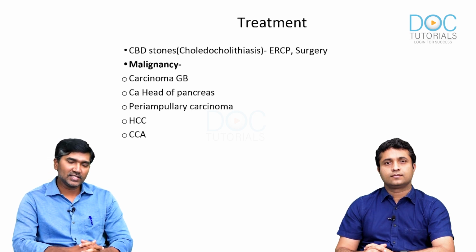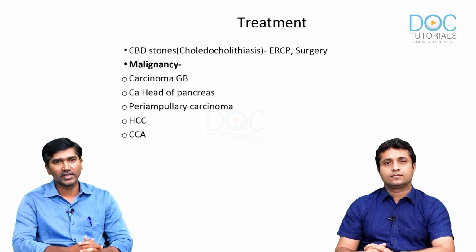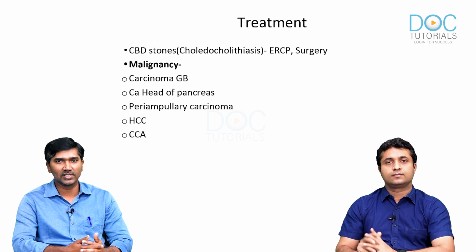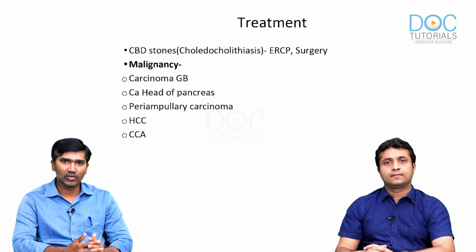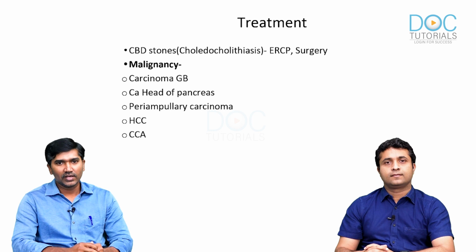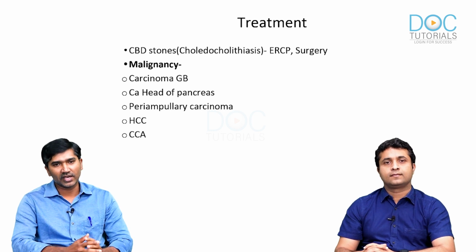And coming to malignancy, if the patient is suffering from carcinoma gallbladder, then the patient has to undergo extended cholecystectomy. What does extended cholecystectomy mean? It means removal of the entire gallbladder, along with a wedge of liver, along with the lymph node dissection in the hepatoduodenal ligament. If the patient has carcinoma head of pancreas, then the patient has to undergo pancreaticoduodenectomy or Whipple's procedure.